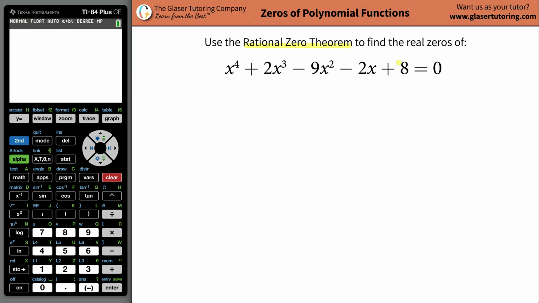Rational Zero Theorem to find the real zeros of this polynomial function of x raised to the fourth plus 2x cubed minus 9x squared minus 2x plus 8. So first question is, what in the world is the Rational Zero Theorem?